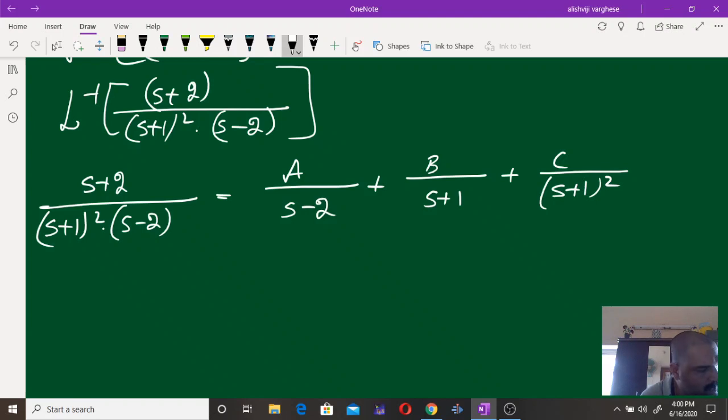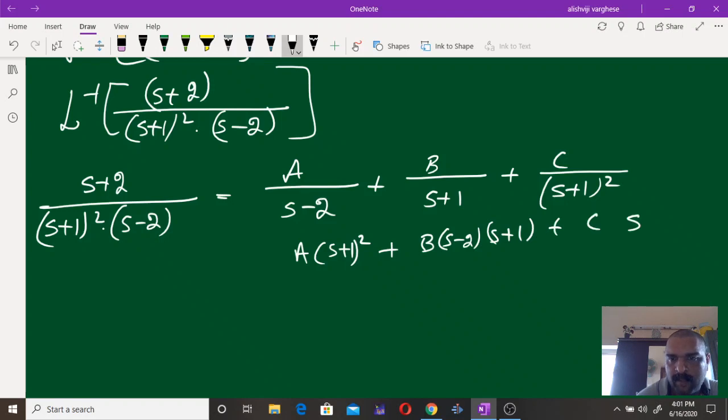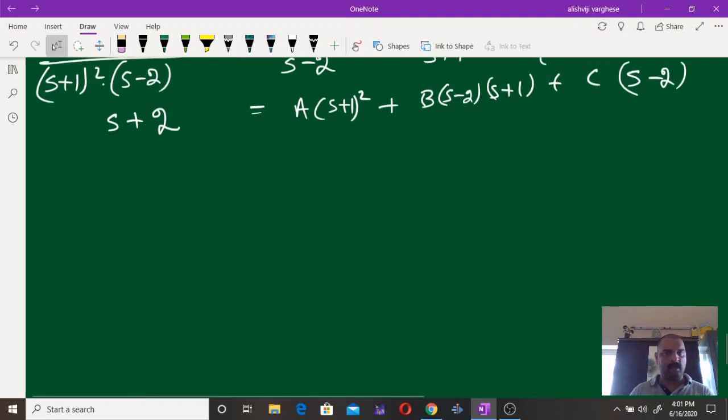Therefore this will give A into (s plus 1) the square, by taking the LCM, plus B into (s minus 2) into (s plus 1) plus C into (s minus 2), equated to the numerator, that is s plus 2. Now we can substitute some values.